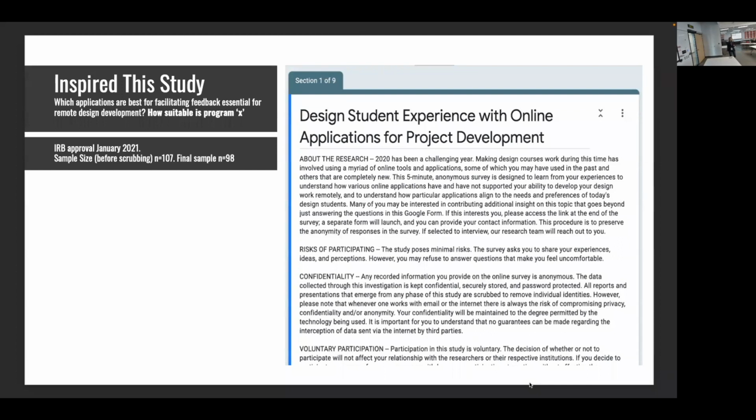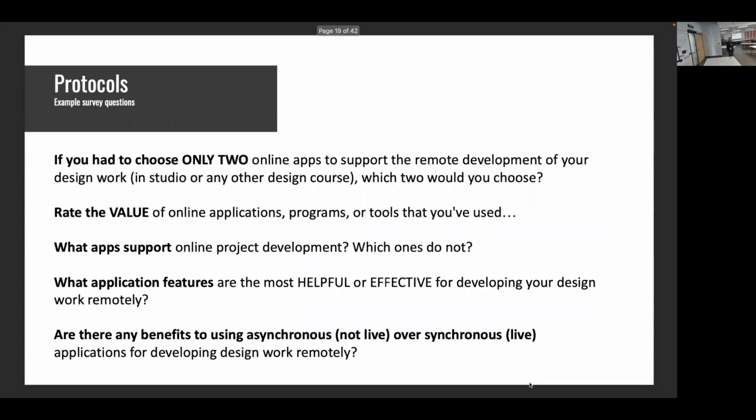Again, I had to do a new IRB approval for it. It launched in 2021. It's been very hard to get the sample to grow, but I finally just stopped it, and I'll talk more about why. But I ended up with 107. After scrubbing it, ended up being 98, and this was all pretty much a digital survey. So, all right, just general protocols.